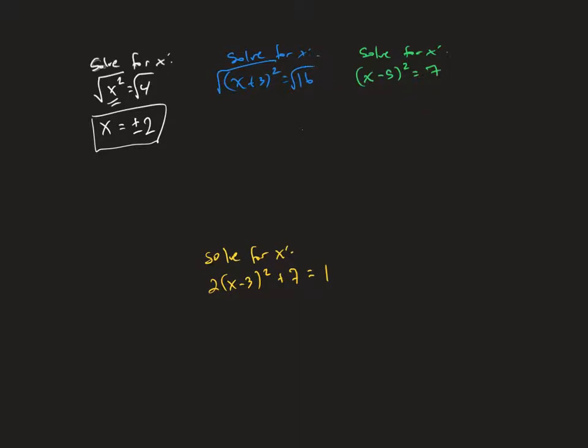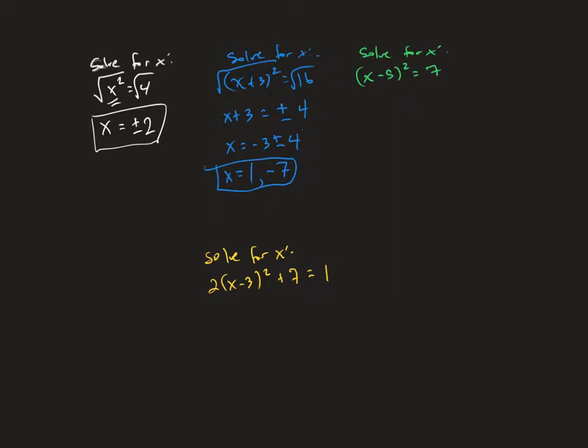Square root of x plus 3 squared is x plus 3, as long as I remember to put a plus or minus on the other side. Square root of 16 is 4, because it's a perfect square. And then I'm going to subtract 3 from both sides. And then I have two numbers here. I have negative 3 plus 4, which is 1, and then I have negative 3 minus 4, which is negative 7. So those two answers actually satisfy my original equation.